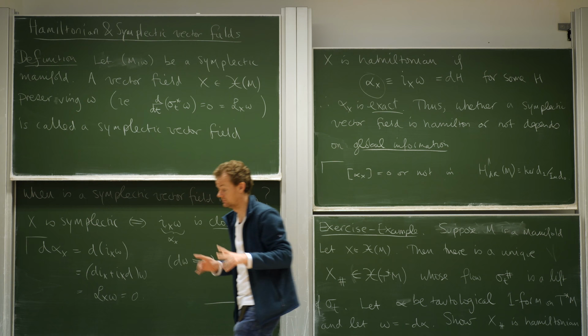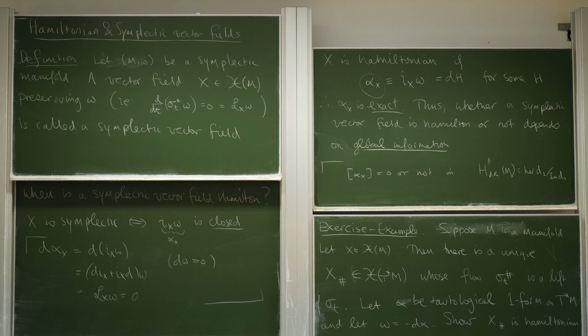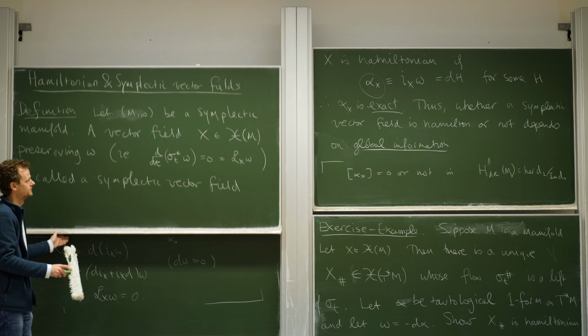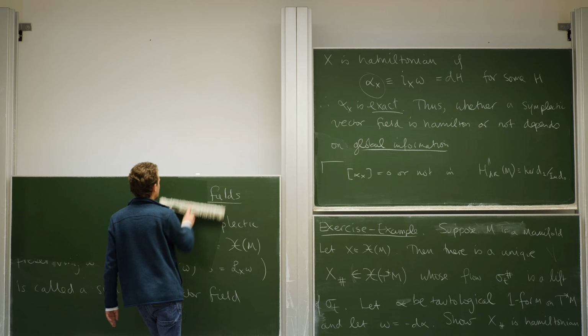So I'll write that out. Locally on any symplectic manifold, a symplectic vector field is a Hamiltonian vector field. There's no difference. But if you want to extend it to a Hamiltonian vector field over the entire manifold, then you run into obstructions.